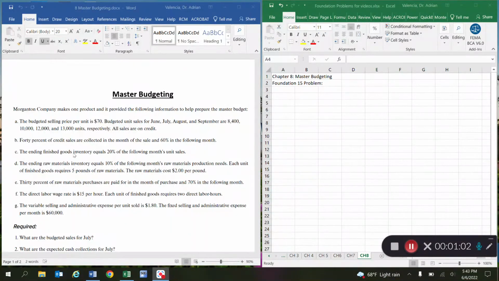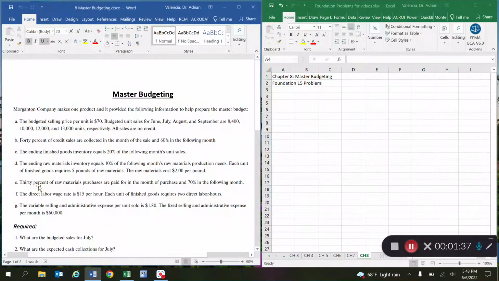The ending finished goods inventory equals 20% of the following month's unit sales. So we produce more than we need each month, and what we produce is 20% of what we expect to sell next period. The ending raw material inventory equals 10% of the following month's raw material. So same thing, but this is dealing with raw materials as opposed to the finished good. Each unit of finished good requires 5 pounds of raw material, and each pound costs $2.